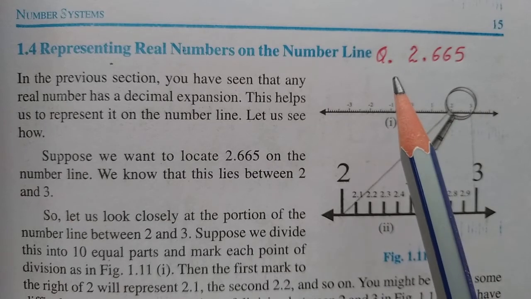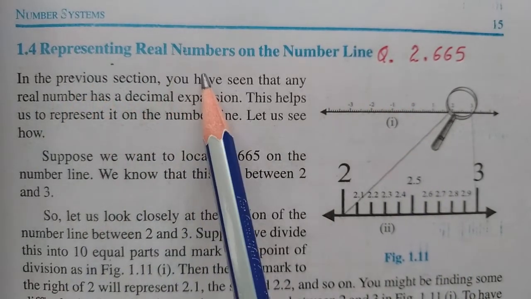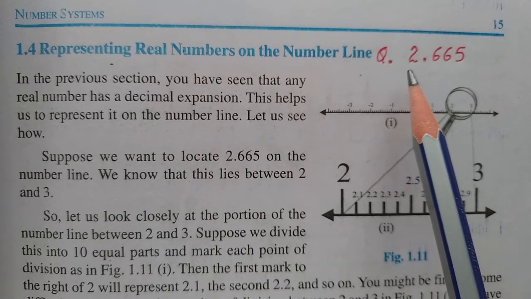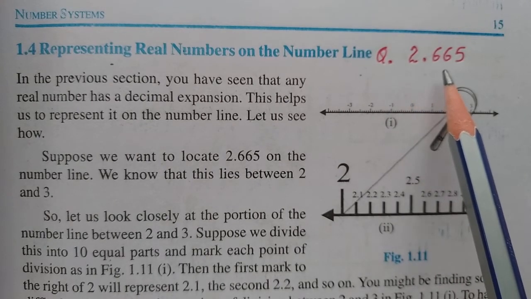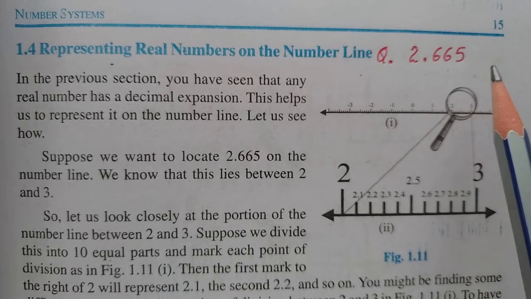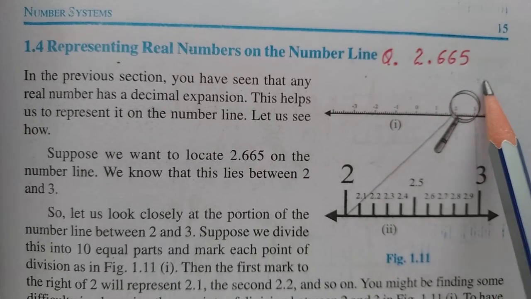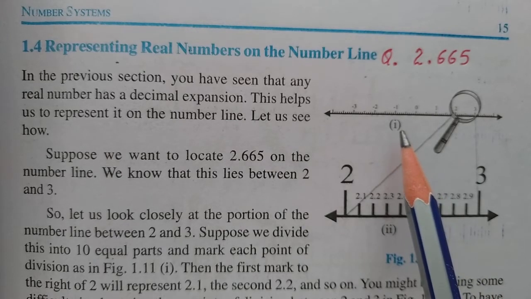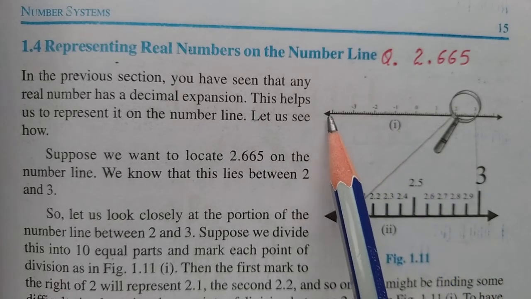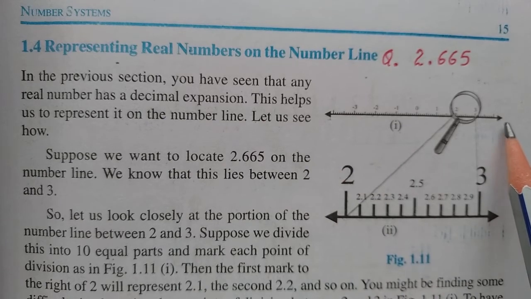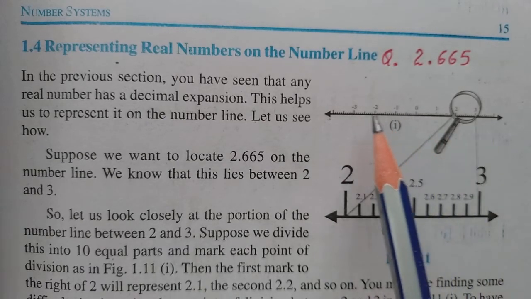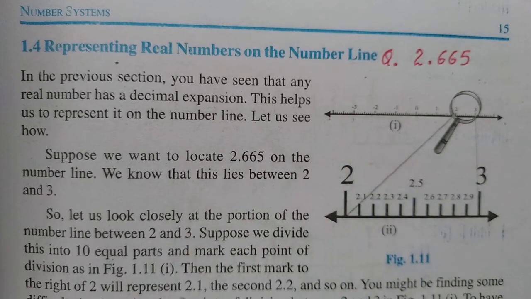Children, the question is representing real numbers on the number line. Suppose we take the number 2.665. This number we want to draw on a number line. So children, first draw a diagram like this: a number line with 0, 1, 2, 3, minus 1, minus 2, minus 3. This is our first figure.